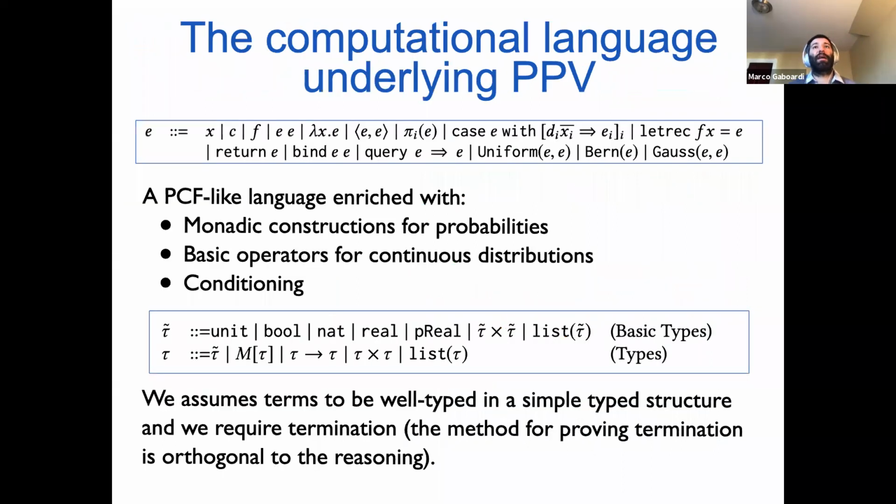Now, I didn't say what our language is, but here it is. I will now go a bit more into technical detail, though I will not try to go too deep. Our language is a PCF-like language, enriched with monadic constructions for probabilities, and you see them. It would be great if I could point, but it doesn't seem I'm able to.